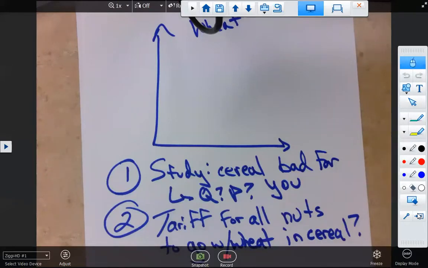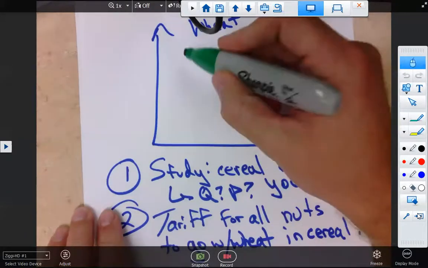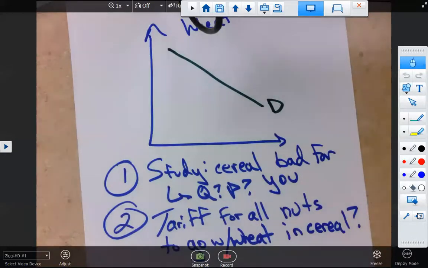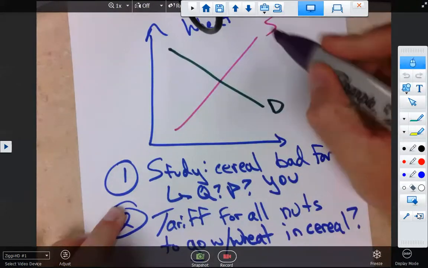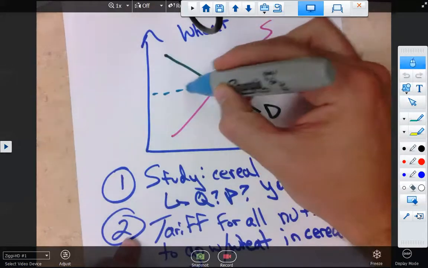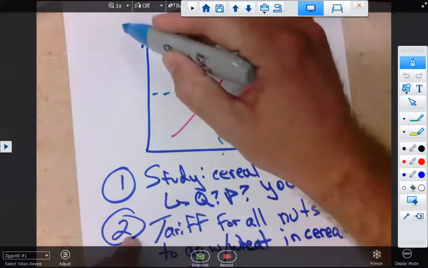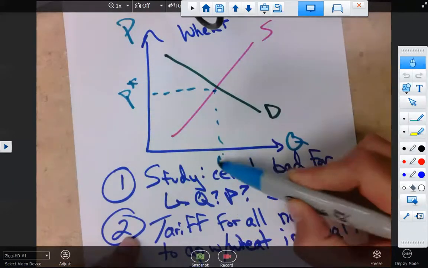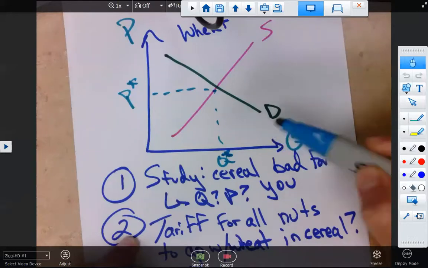All right, so what's our initial setup? Well, first we've got to put supply and demand. So we've got a downward sloping demand, and then we've got an upward sloping supply curve. Where they meet is our equilibrium. We've got to label the axes. So that's where we start.